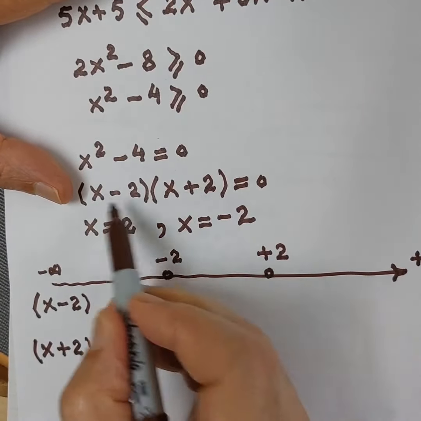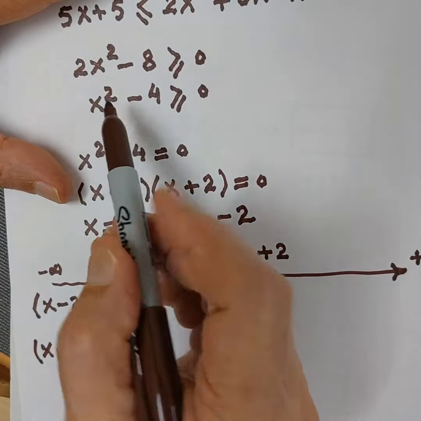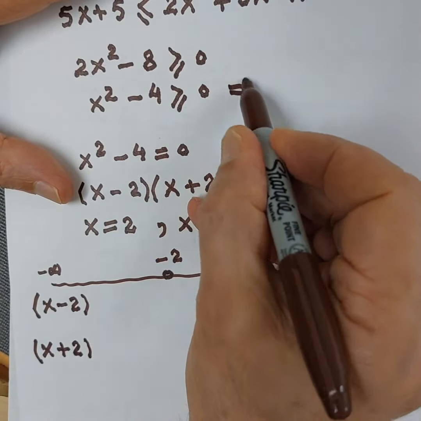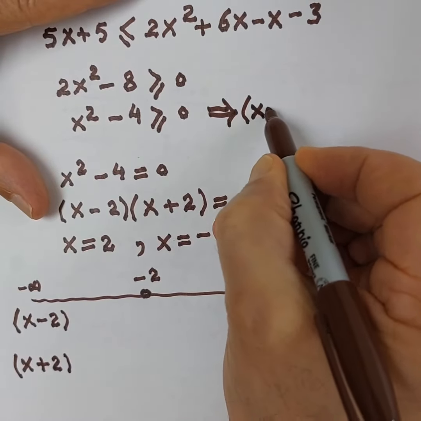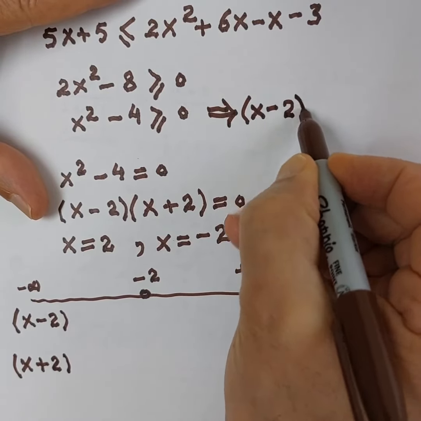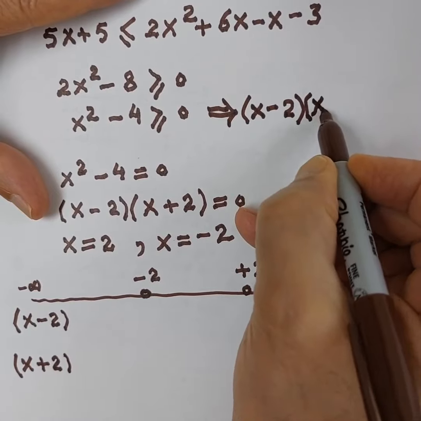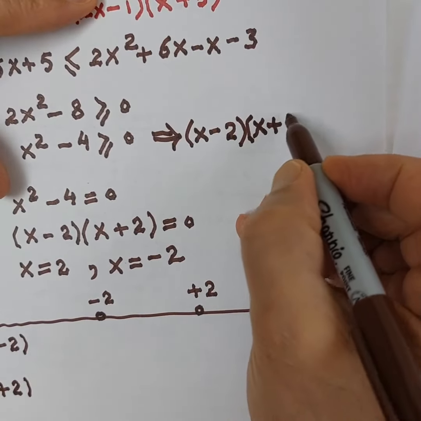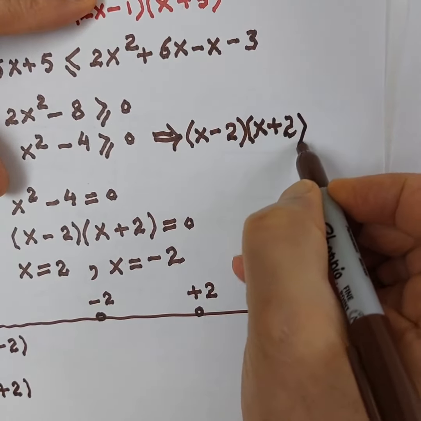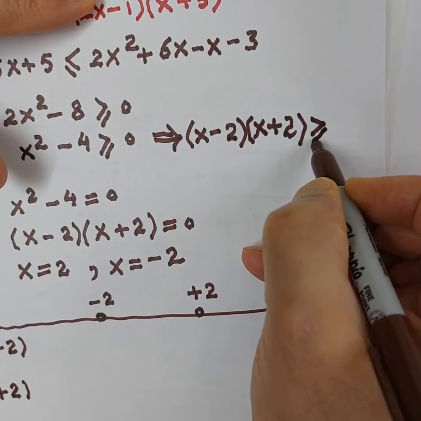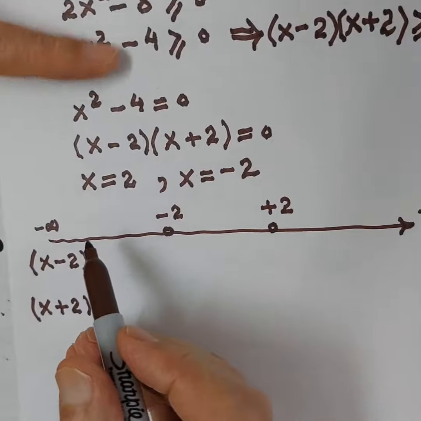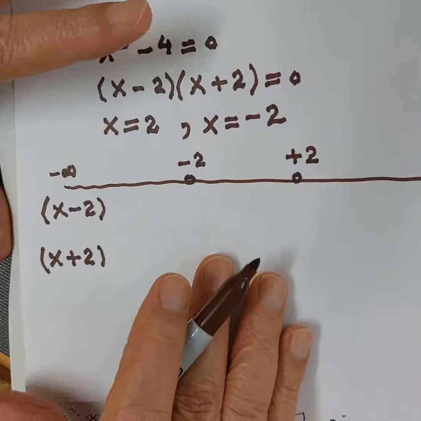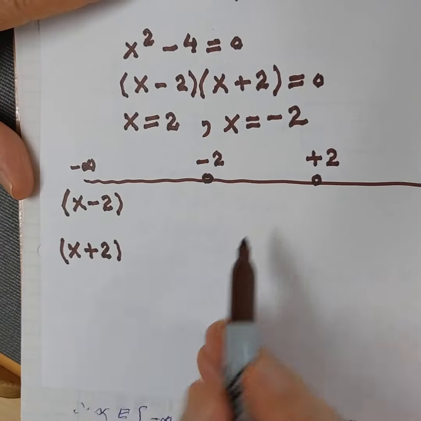These two factors are the same factors here. If we write this as two factors multiplied by each other, x minus 2 times x plus 2 is greater than or equal 0. So we will study the signs for these two factors. Okay?